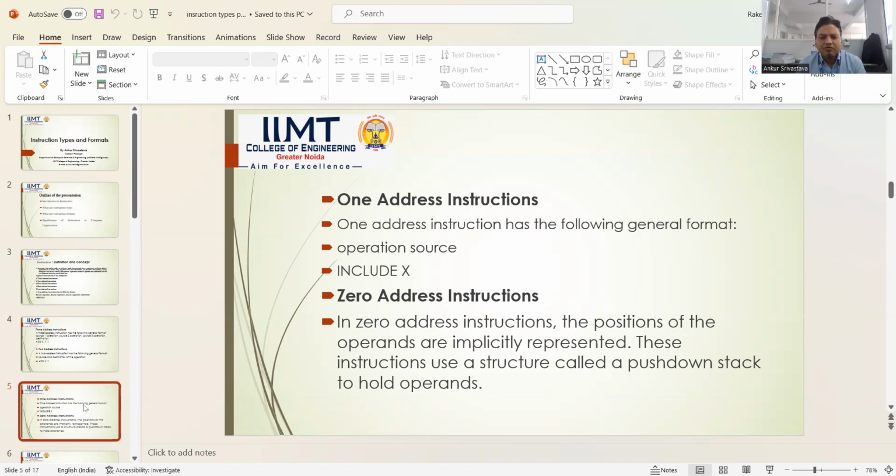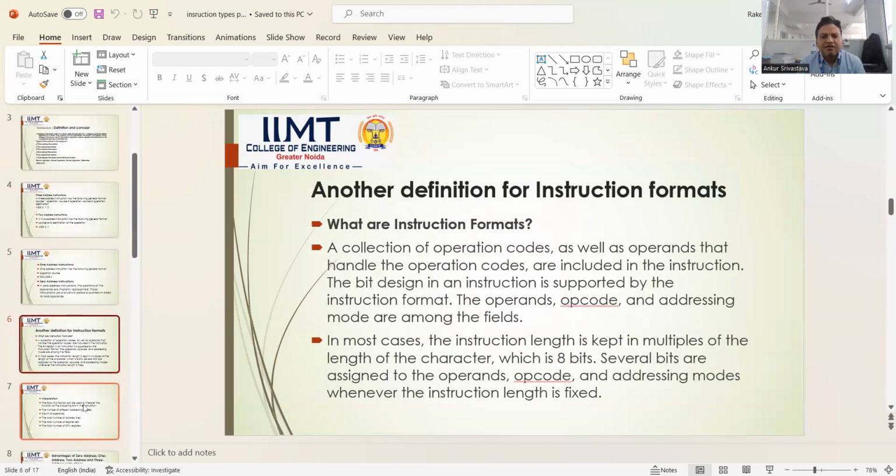When we push in the stack operation, we insert the item, and in the pop operation, we just delete the item. In the next slide, I have given some other definition for the instruction formats. Now, what are instruction formats?